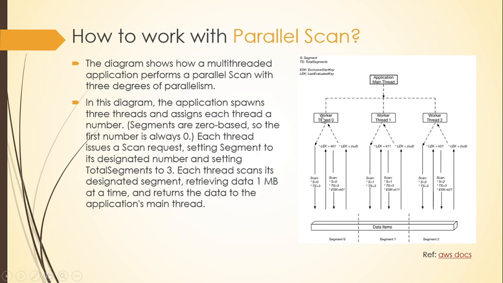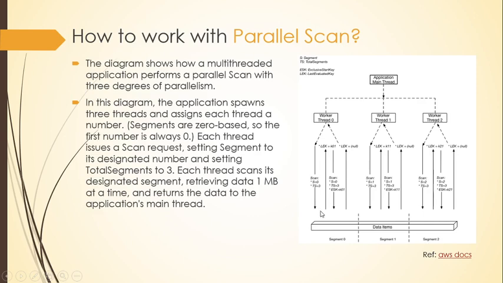So for each thread you will assign 1 segment, and this thread will be responsible to request your scan operation to segment 0, and this will perform scan request to segment 1, and this thread will perform scan request to segment 2. So in this way all these 3 threads will work parallelly. So here you can see in your scan request you can pass S equals 0. Here S is nothing but the segment and TS is nothing but the total segments. So as we are having 3 segments, S equals 0 here and TS equals 3.